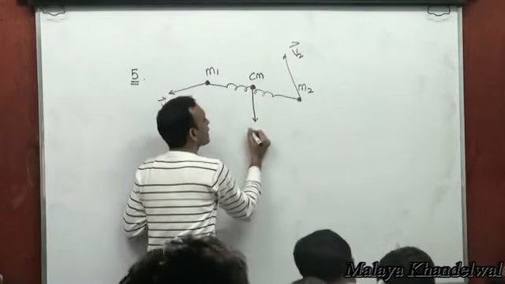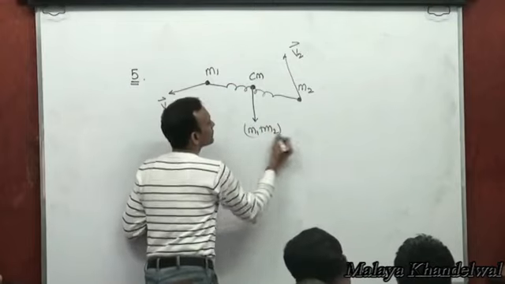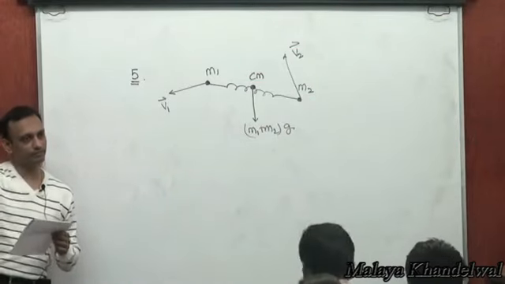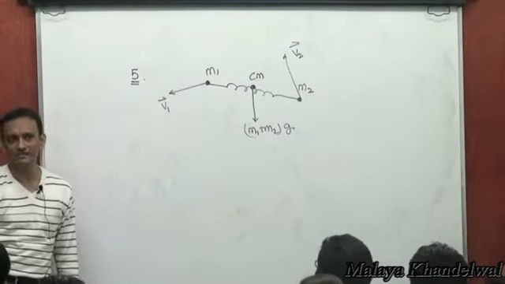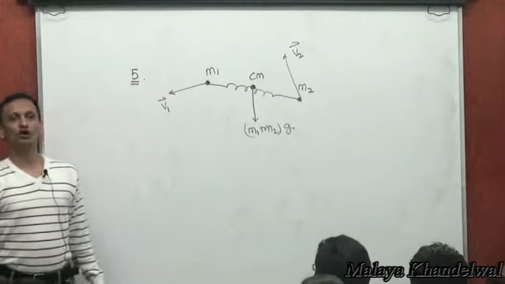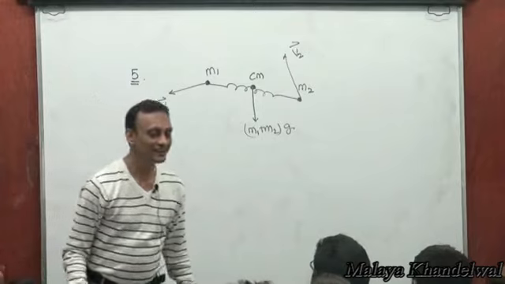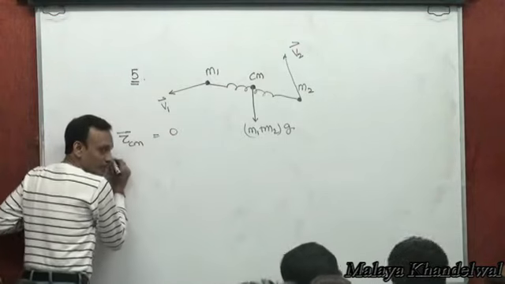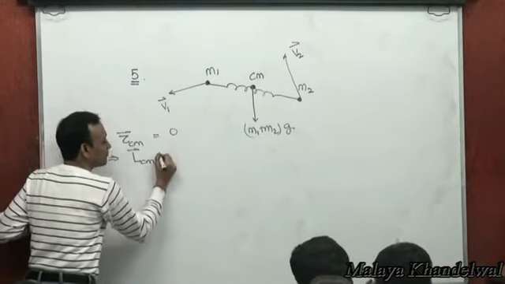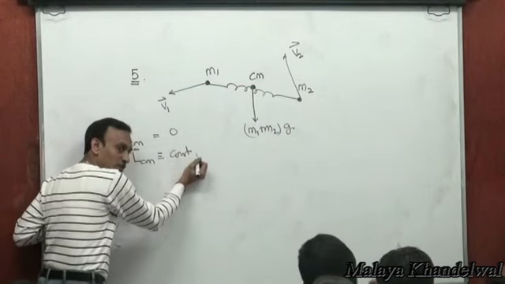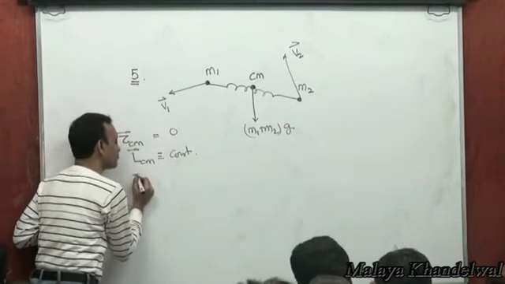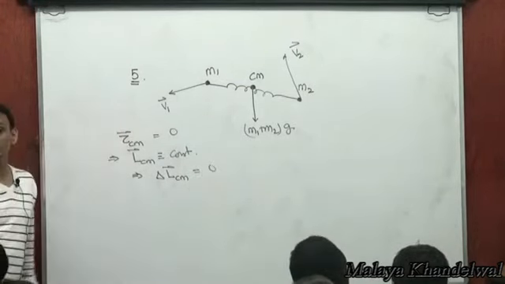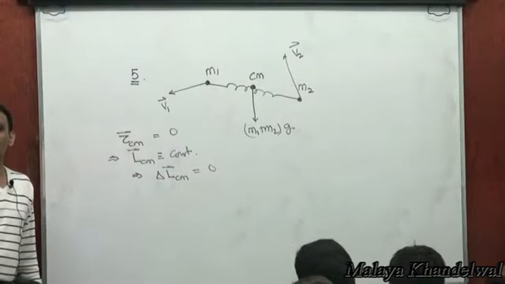Then m1 plus m2 into g passes through the center of mass in a uniform gravitational field. That means, what's the torque about the center of mass? Zero. Torque about the center of mass is zero. If the torque about the center of mass is zero, that means angular momentum about the center of mass must be constant. Conservation of angular momentum. If the angular momentum about the center of mass is constant, the change in angular momentum is zero. Are you there with me on this?